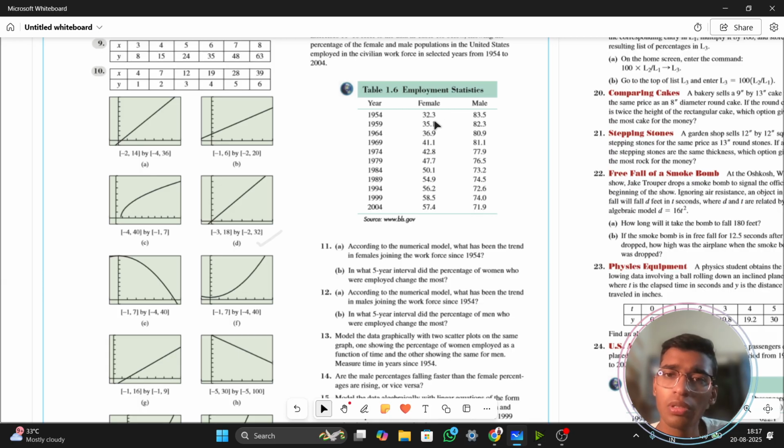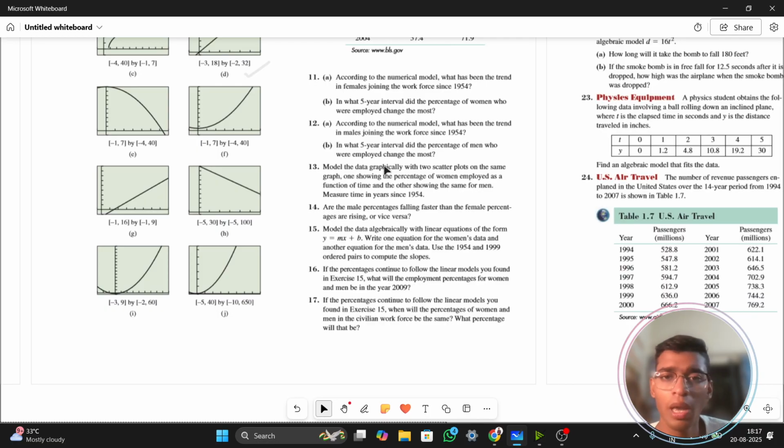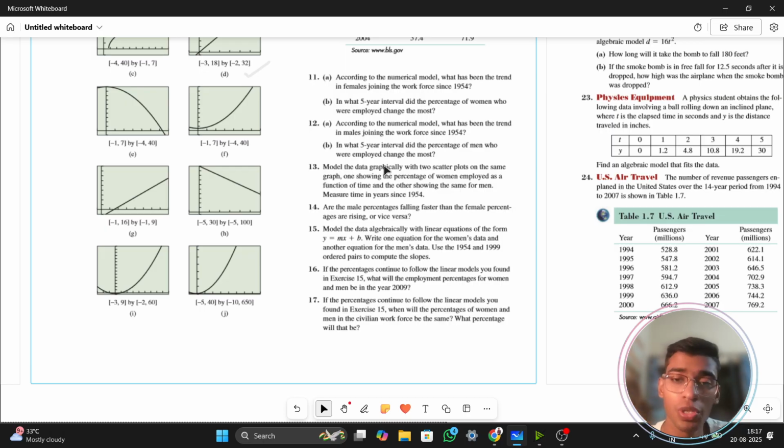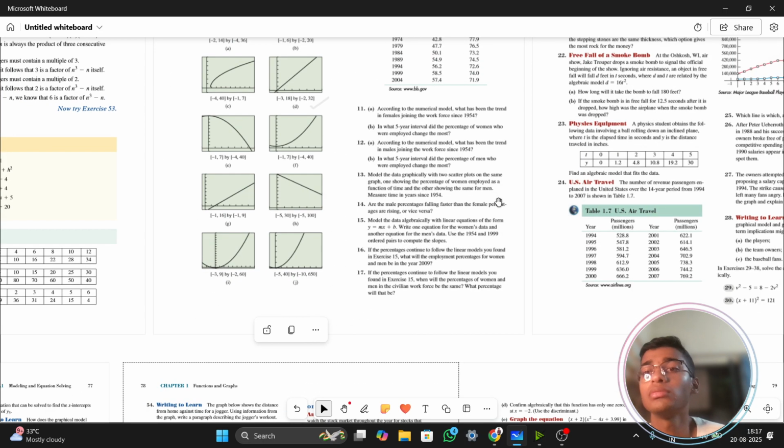So you just need to find out the difference between the consecutive terms, which is the most, because they're asking you in what 5-year interval the percentage of women who were employed changed the most. So if you find the differences, the highest difference will give you when the employment change was the most. These are all easy questions. You just need to grab them, because plotting them on the X and Y axis would help you visualize what we are trying to find out.